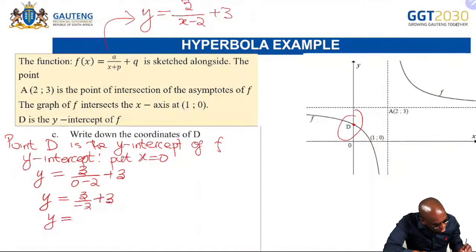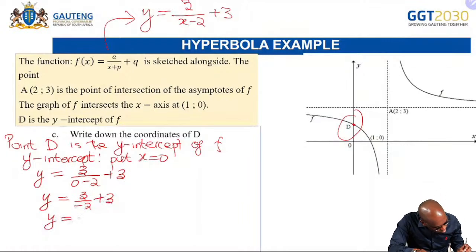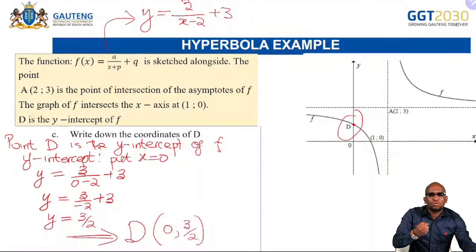If you input that on your calculator, you will get that y is equal to 3 over 2, which means that the coordinate of D, when x is 0, is y equals 3 over 2. We simply looked at the graph and saw that D is the y-intercept. For us to get that y-intercept, we put x equal to 0. After doing that, we find that y is 3 over 2, which means that the coordinates of D are 0 and 3 over 2.